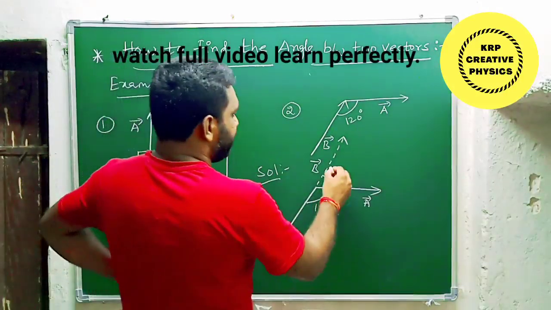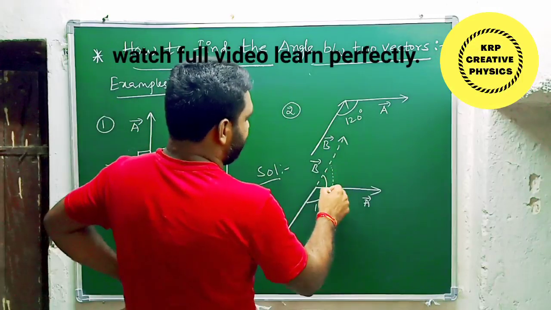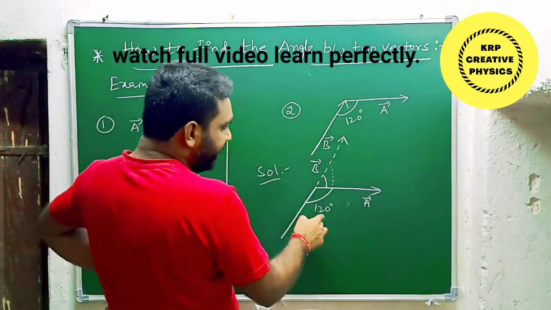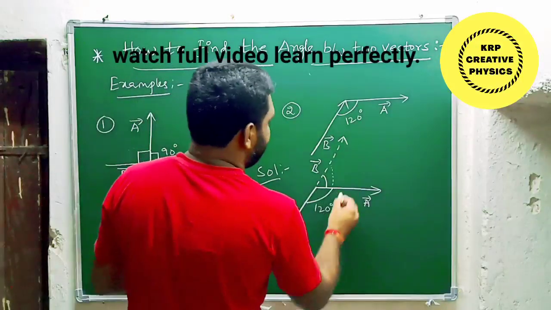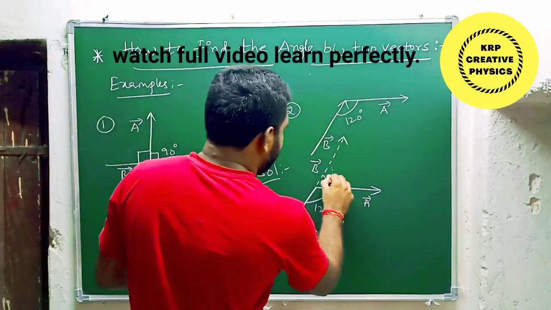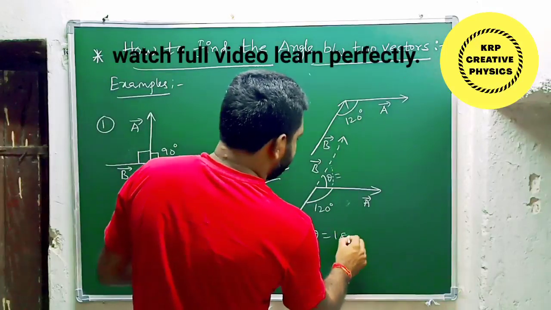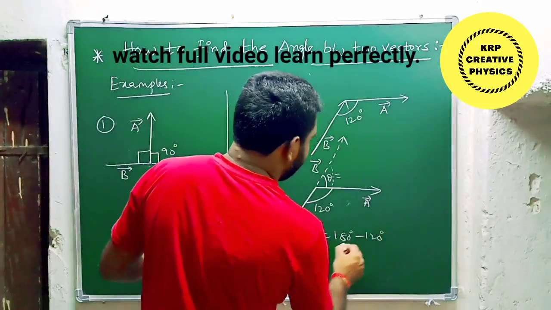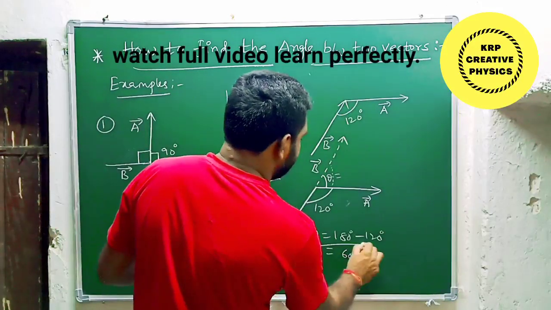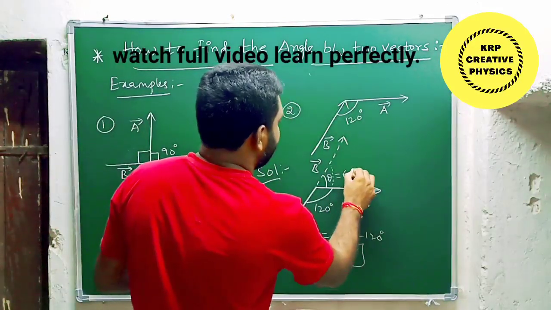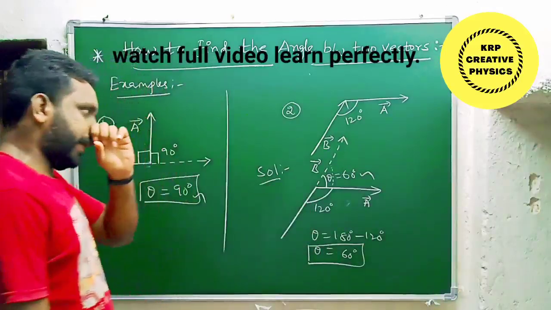As we know, the total angle is 180 degrees. So 180 degrees minus 120 degrees. What will we get here? So the required angle theta equals 180 degrees minus 120 degrees. 180 minus 120 means what here? Theta equals 60 degrees. So this is the correct angle between vector A and vector B.